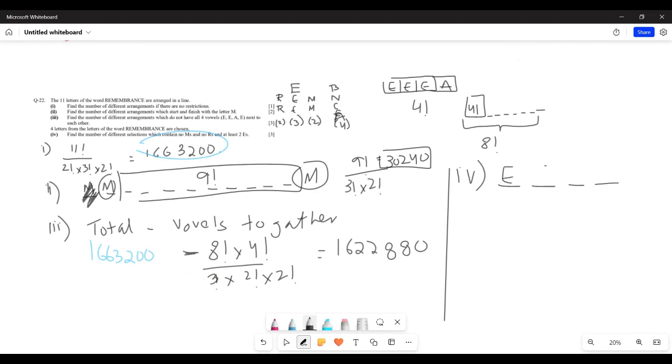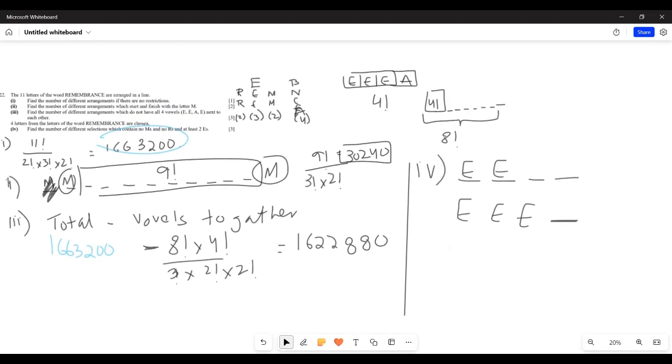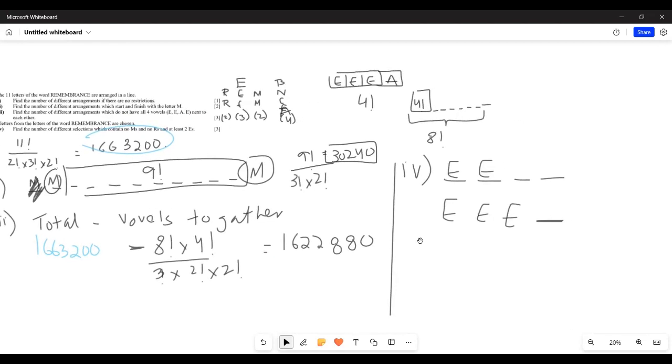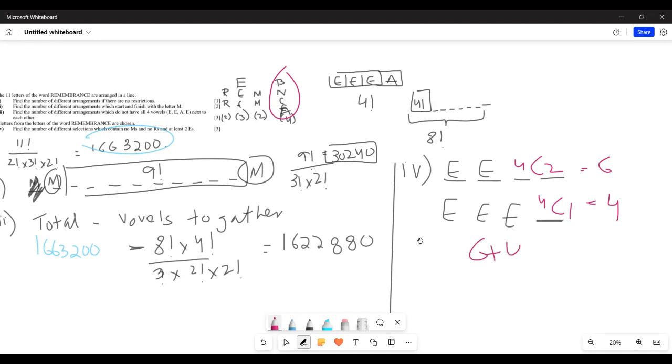So we're going to consider a case where there are 2 E's. Then we're going to consider a case where there are 3 E's. So when we take away E, R, and M, then we have 4 letters left. So we have 4 contenders for these 2 spots, 4C2. Then we have 4 contenders for this 1 spot. So what is 4C2? That's 6. And 4C1 is just 4. So 6 plus 4 equals 10.